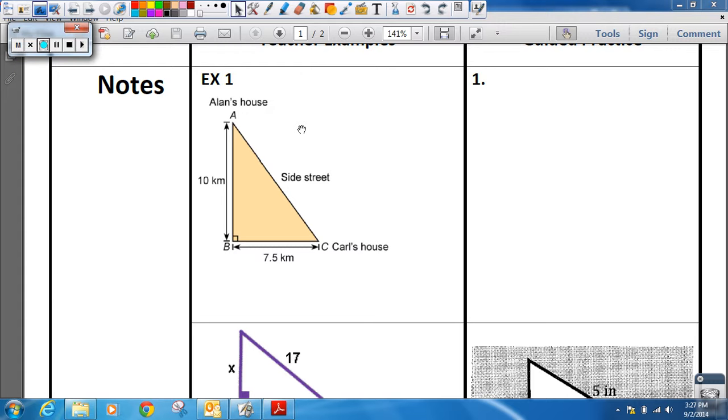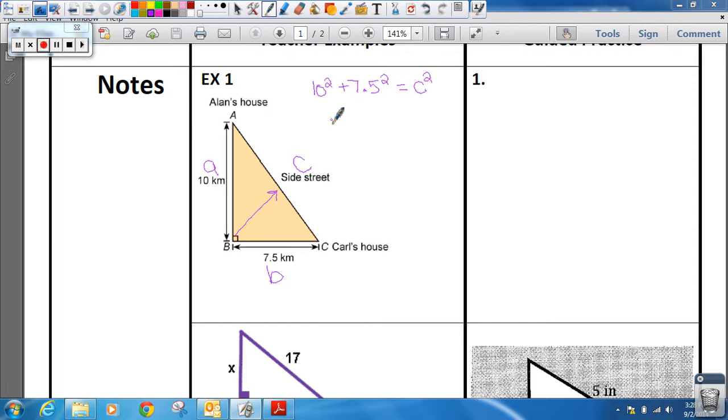So our first example wants us to find the length of this side street, and it is giving us the two leg measurements. If I look here, the first thing I would always do is mark the hypotenuse and the two legs. My hypotenuse is across from the 90-degree angle, so that's C, and A and B, remember, are interchangeable. I'm just going to label it like this. To set up the Pythagorean theorem, A squared is 10 squared plus B squared, which is 7.5 squared, and that is going to equal C squared.